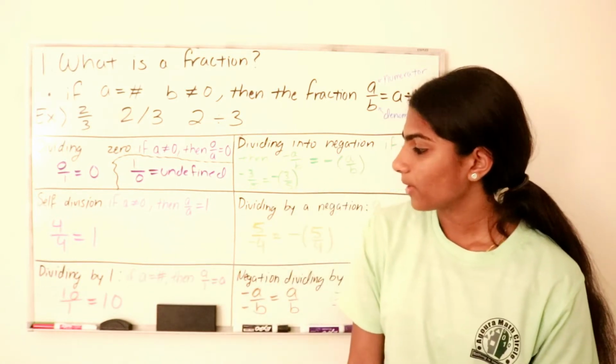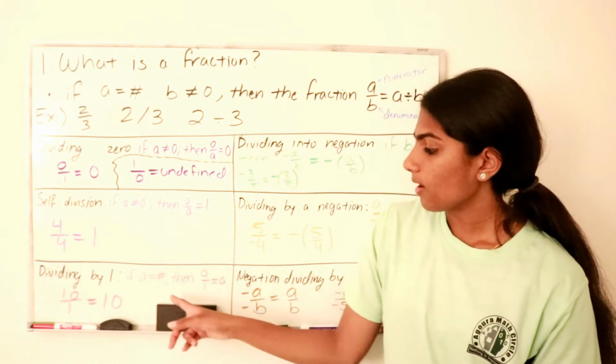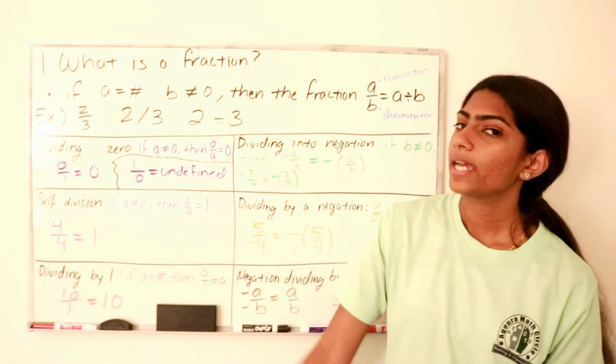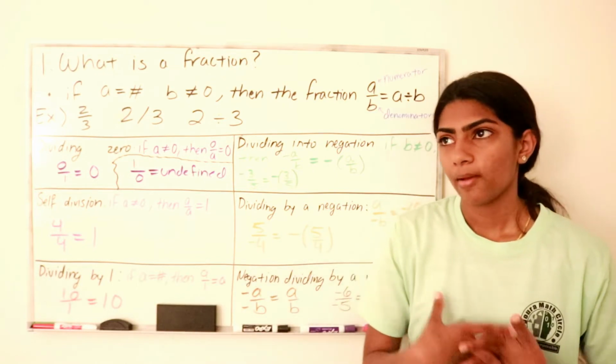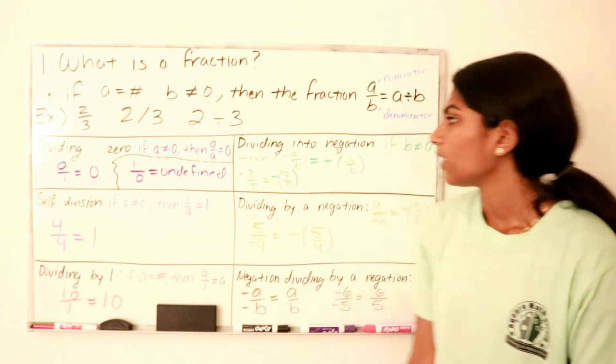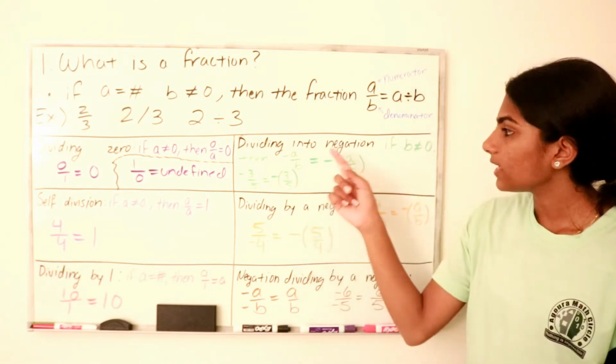So dividing by 1. If a equals a number, then a divided by 1 equals a. For example, 10 divided by 1 equals 10. 12 divided by 1 equals 12. 4 divided by 1 equals 4. Okay, keep going. So now dividing into negation.